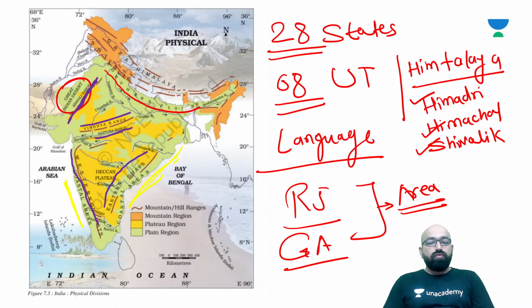So there are a number of east flowing rivers. The rivers Mahanadi, Godavari, Krishna, and Kaveri drain into the Bay of Bengal. These rivers have formed fertile deltas at their mouths. I'll show you in the red color.